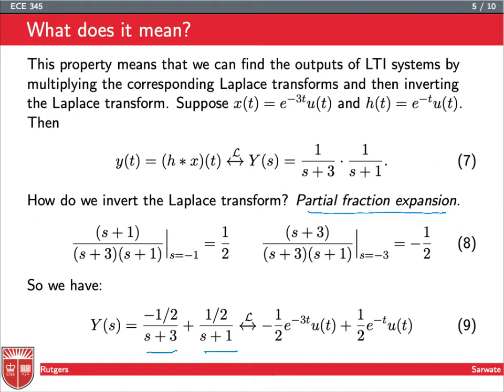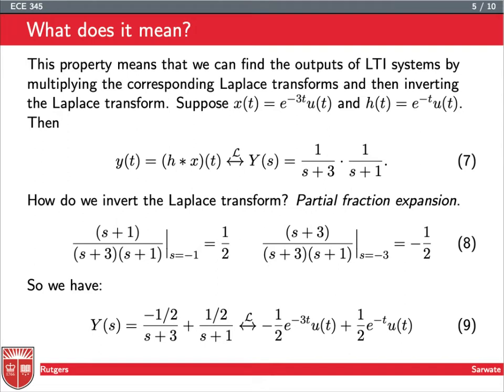So how do we do that? Well, to find the coefficient corresponding to this 1 over s plus 1 term, we multiply by s plus 1, so that we cancel these two out, and we plug in s equals minus 1, and we get a half. Similarly, to find this term, I multiply by s plus 3, and so those two cancel, and I plug in s equals minus 3, the location of this pole, and I get minus a half. And then my partial fraction expansion is minus a half times 1 over s plus 3 plus 1 half times 1 over s plus 1.